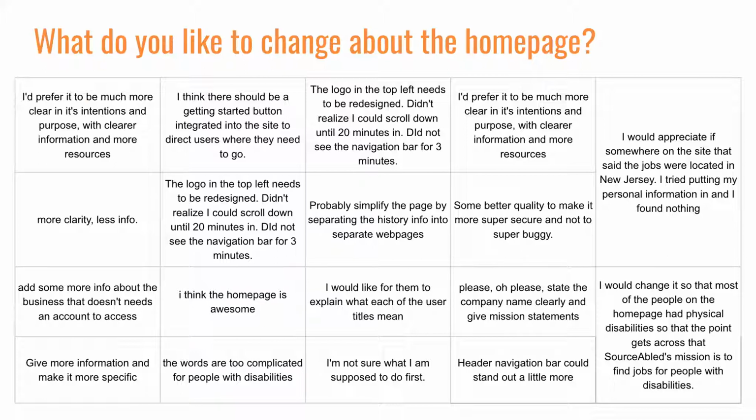One person from their experience would appreciate that the site had most of the jobs were located in New Jersey. So when they tried putting in their information from Milwaukee, it didn't come up with job searches. So that was a little confusing for one of our users. Someone would change it so that most of the people on the homepage had physical disabilities, so that the point gets across that SourceAbled's mission is to help people with disabilities. Some people would want to simplify the page a little bit, separating the history info into separate web pages. So a lot of great information here, but again, that overarching first impression was really positive and welcoming.